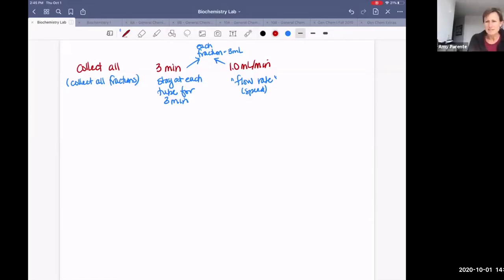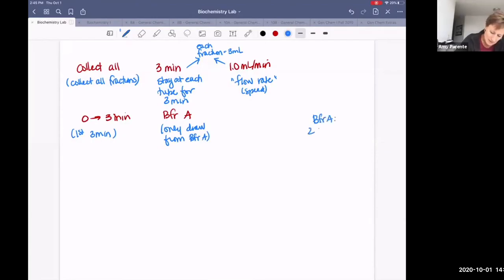The next steps all represent time periods. From 0 to 3 minutes, we're going to just use buffer A. What this means is for the first 3 minutes of our experiment, we're going to only draw from buffer A. And I want to make sure to tell you what buffer A is. Buffer A is 25 millimolar Tris, pH 8.1.